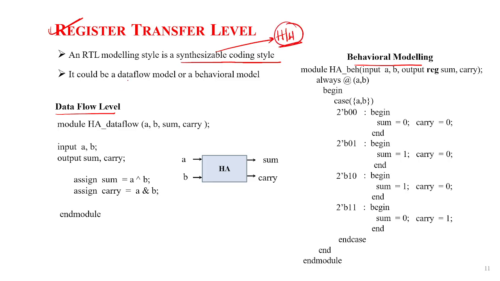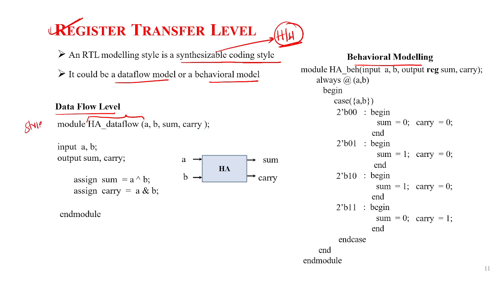That is a synthesizable module. Okay, so we'll use data flow modeling and behavioral modeling. Same half adder code I took. Okay, so module. What is my module name? Half adder, HA_dataflow, and the ports are a comma b, sum comma carry, and the inputs I need to declare.